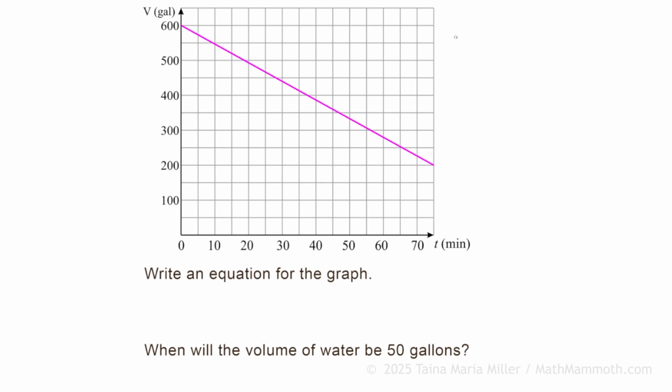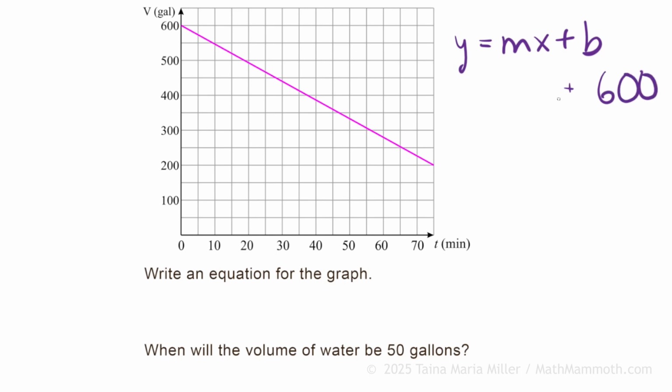The equation will be of the form y equals mx plus b. M is the rate of change, b is the initial value. You can read both of those from the graph. The initial value is the easiest. It's the value when the independent variable, or the input variable, is 0. So we read it, it's 600.